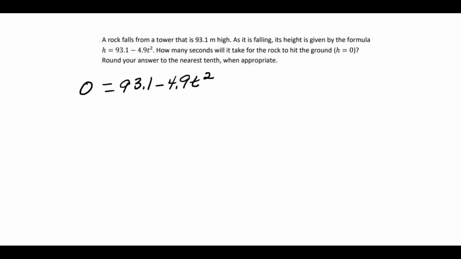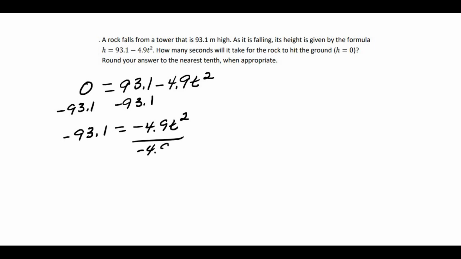Since I only have one term with a variable, I can isolate that variable. So I'm going to subtract 93.1 from both sides of my equation. So I get negative 93.1 is equal to negative 4.9 t squared. Then I'm going to divide both sides of my equation by negative 4.9. So that gives me 19.